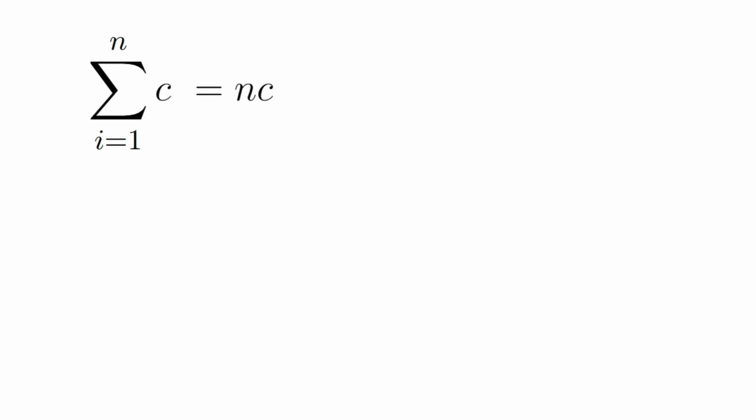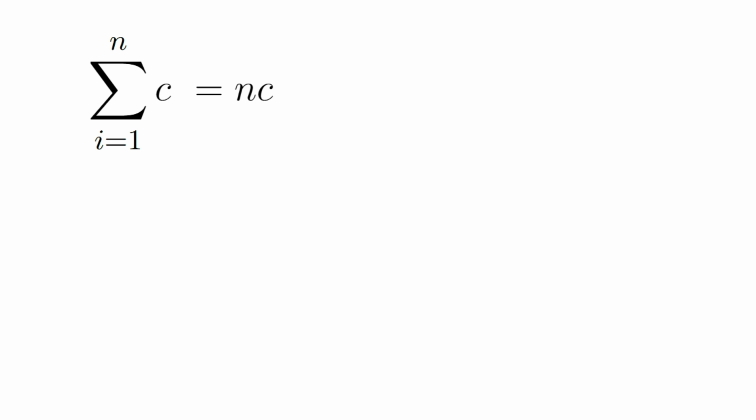Now we are going to show that the summation of a constant c from i equals 1 to n is simply going to equal n times c. Maybe you're finding this a bit weird because c doesn't have any i subscripts, right? But there is nothing wrong with this equation, you just have to take it as a fact.